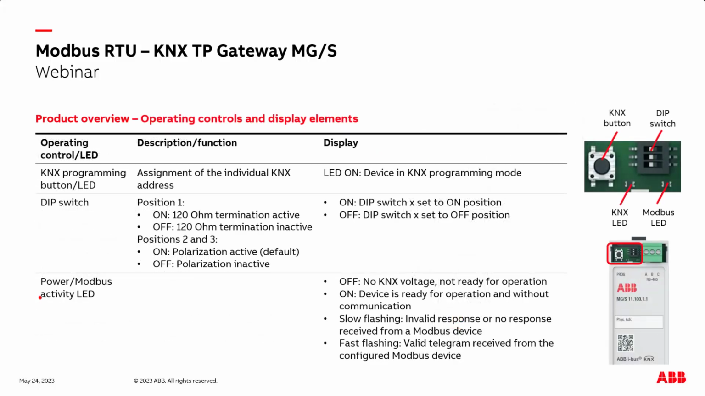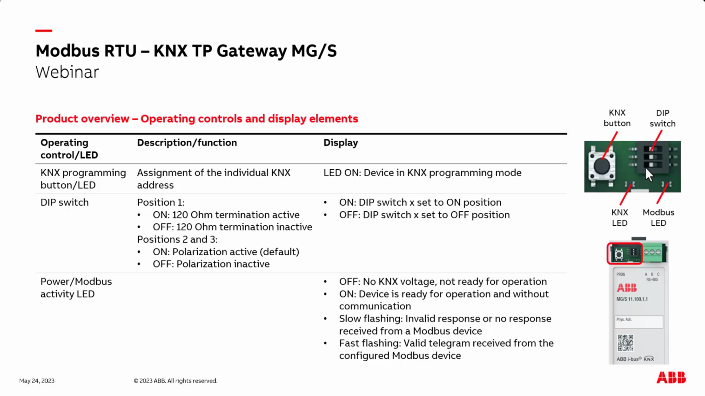Then we come to our operating controls and display elements. Here on top of the device you can see the KNX programming button and the programming LED, an SMD LED, which is our typical LED when the device is in programming mode, when it expects a new individual address. Then we have a dip switch with 3 switches. With the first switch we can activate or deactivate the internal 120 ohm termination resistor. When the device is at the beginning of our installation, you can use the internal end-of-line resistor. And with the second and third dip switches, we can activate or deactivate the polarization.